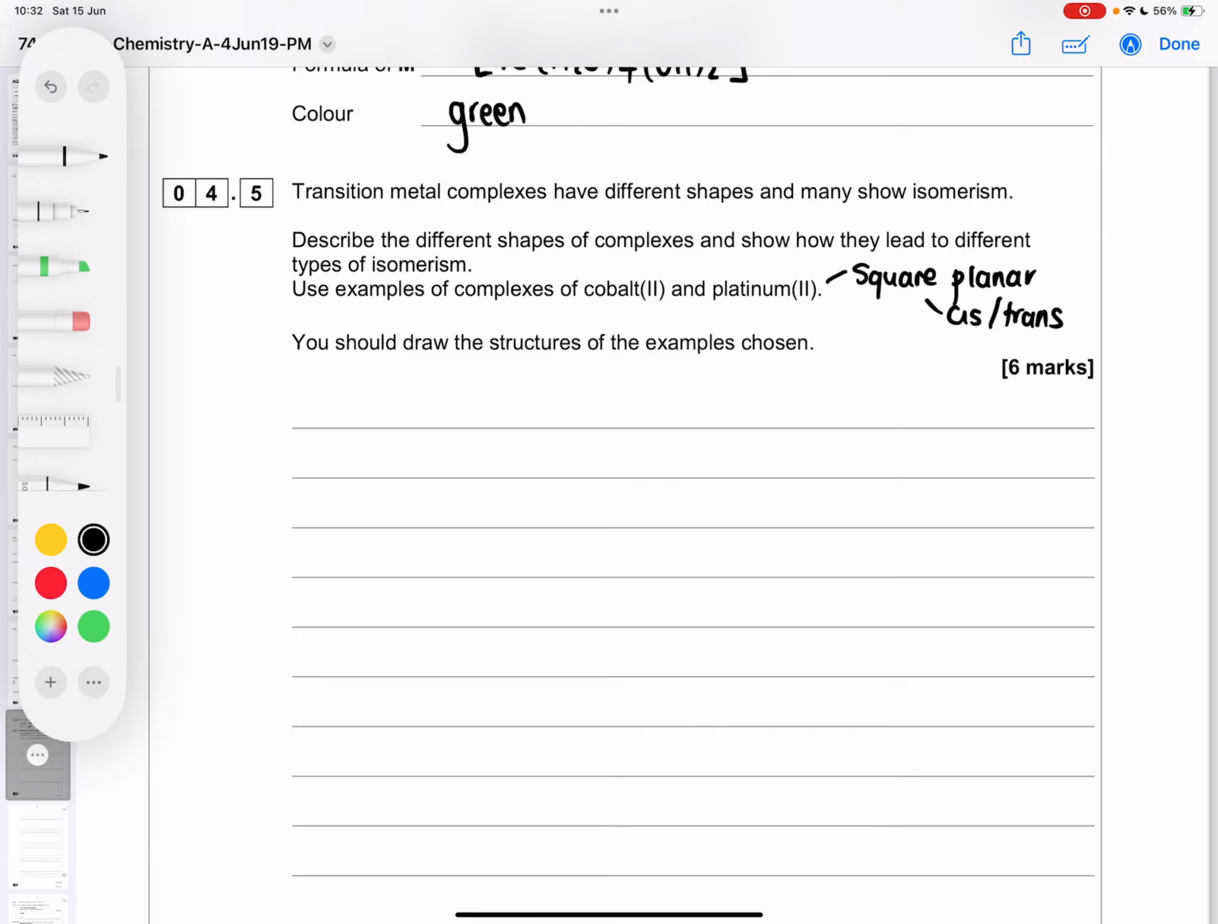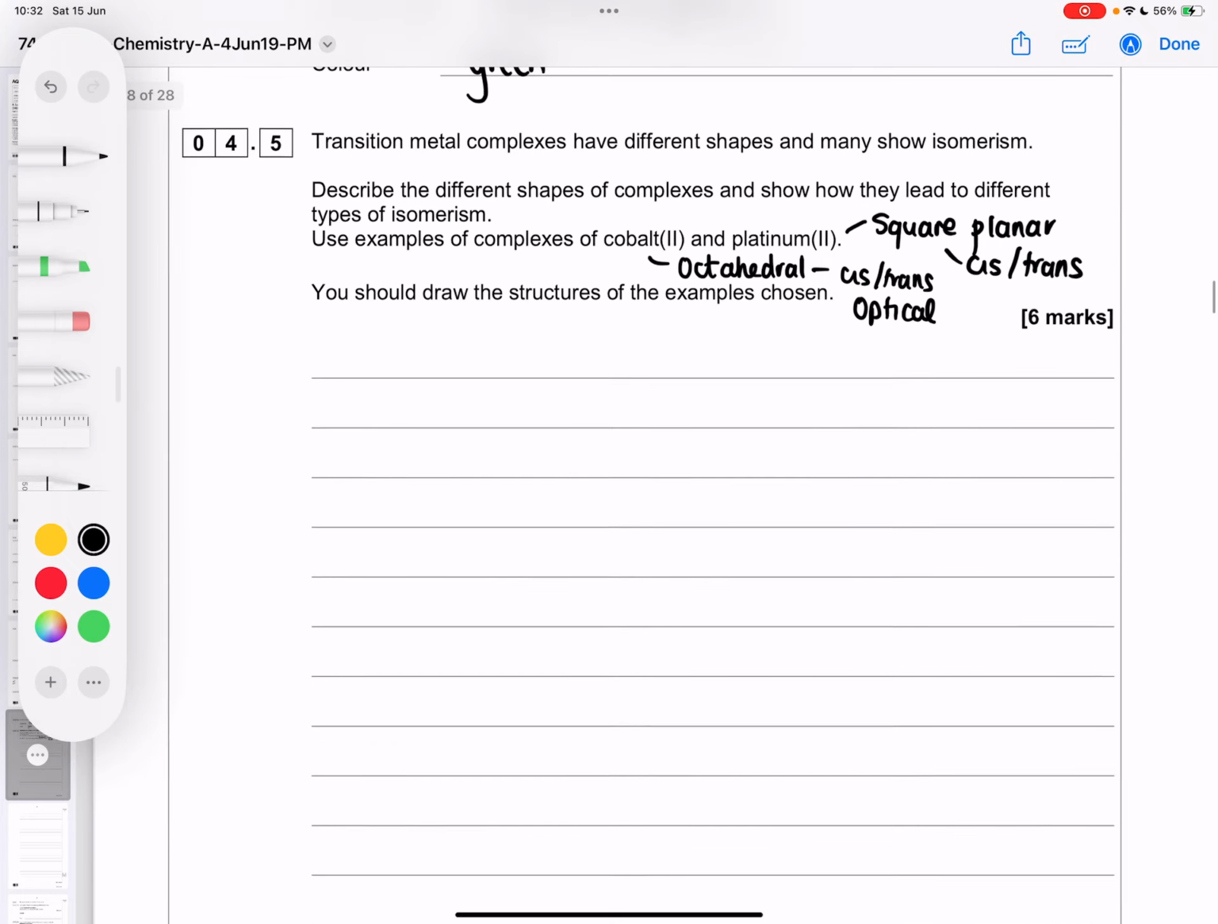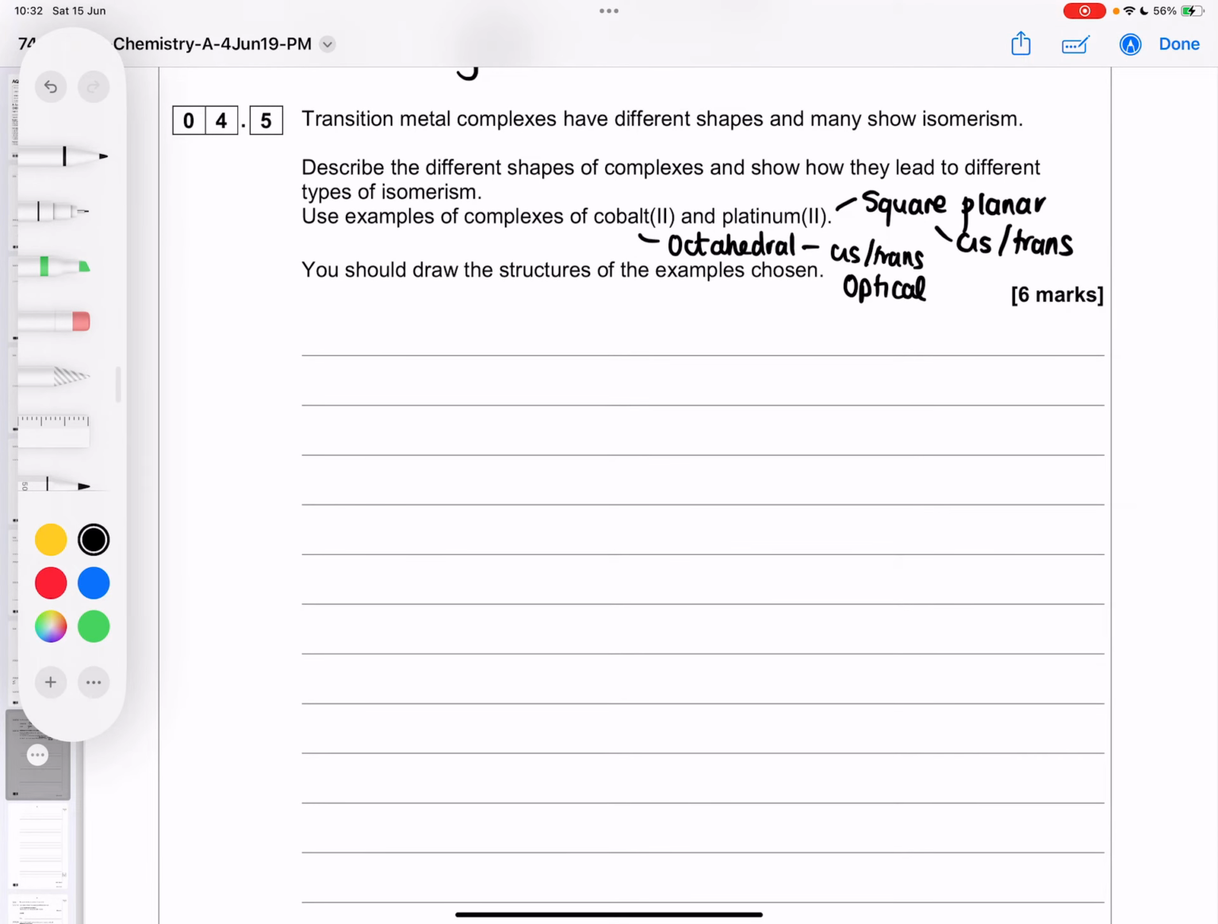Then they are tetrahedral, but the tetrahedral ones don't show any isomerism. And then we have octahedral, and they can show isomerism. And cobalt would be something that would do octahedral and tetrahedral. They can show both cis-trans and optical isomerism. So we need to pick our examples, allow us to answer the question with the complexes that they've given us.